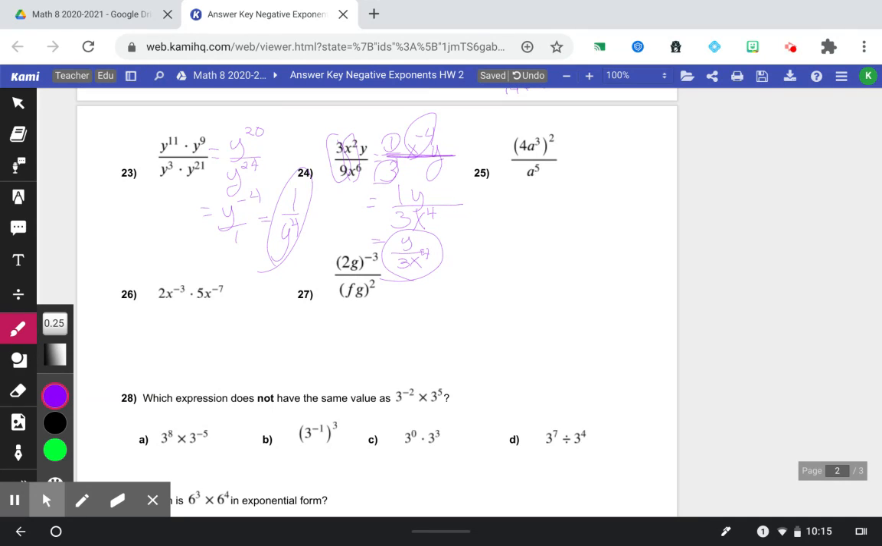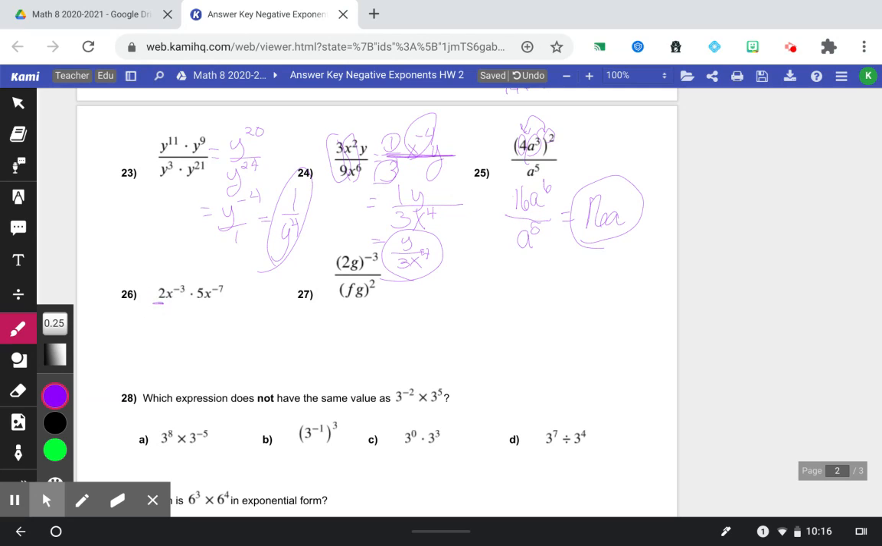25, we're going to raise our power to a power first. So I'm going to think 4 squared, and that's going to give me 16. Then I'm going to think a to the 3rd squared. So I multiply the exponents, I get a to the 6th. And I'm going to divide that by a to the 5th. So I'm going to keep 16. And then keep the base of a, subtract the exponents, you get a to the 1st, or just 16a.